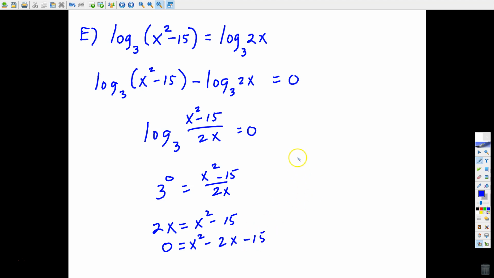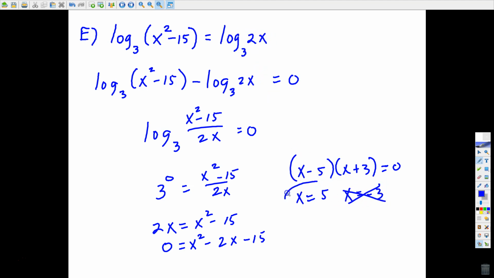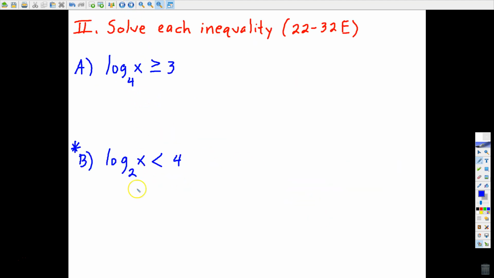I'm going to once again factor it. You can do x minus 5, x plus 3. Factors of -15 that add up to -2. So we initially get the solutions 5 and -3, but once again, much like the previous problem, if we let x be -3, that's doing log base 3 of -6. That's undefined. So 5 is the only possible answer in this case.